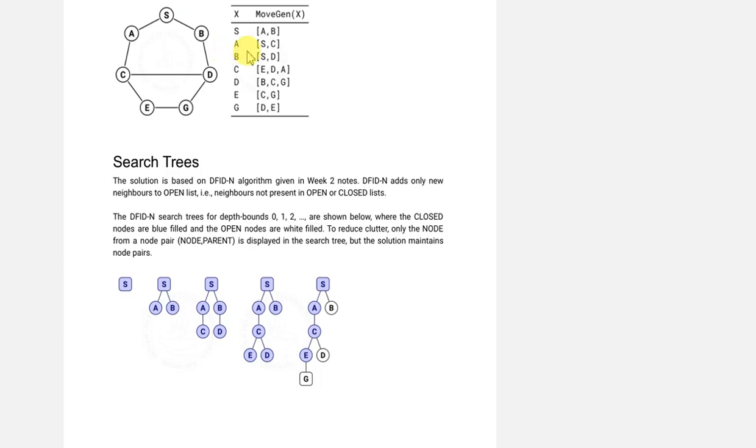A will go to S and C. B will go to S and D. C can go to E, D, and A. D will go to B, C, and G. E will go to C and G. And G will go to D and A.